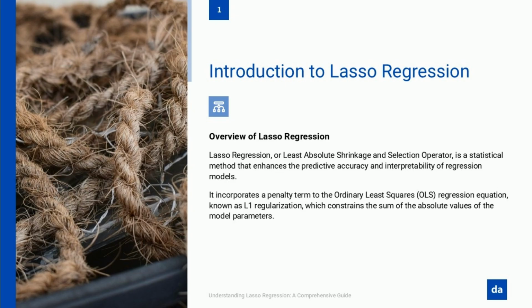But here's the problem. It assumes the world is nice, clean, and well-behaved. Spoiler alert, it's not. OLS is like that friend who trusts everything they hear. It gives equal importance to every predictor in the model, even the ones that are just noise. Got outliers? OLS freaks out. Too many correlated variables? OLS doesn't know which one to trust. And if you're working with high-dimensional data, think thousands of predictors, OLS turns into a mess, overfitting like crazy and making your predictions about as reliable as a weather forecast a month in advance.